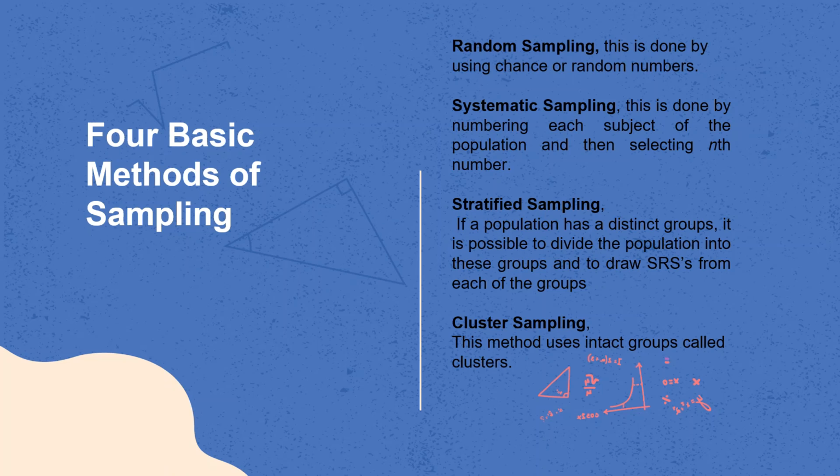The stratified sampling, if a population has distinct groups, it is possible to divide the population into these groups and to draw a simple random sample from each of the groups. Cluster sampling, this method uses intact groups called clusters.